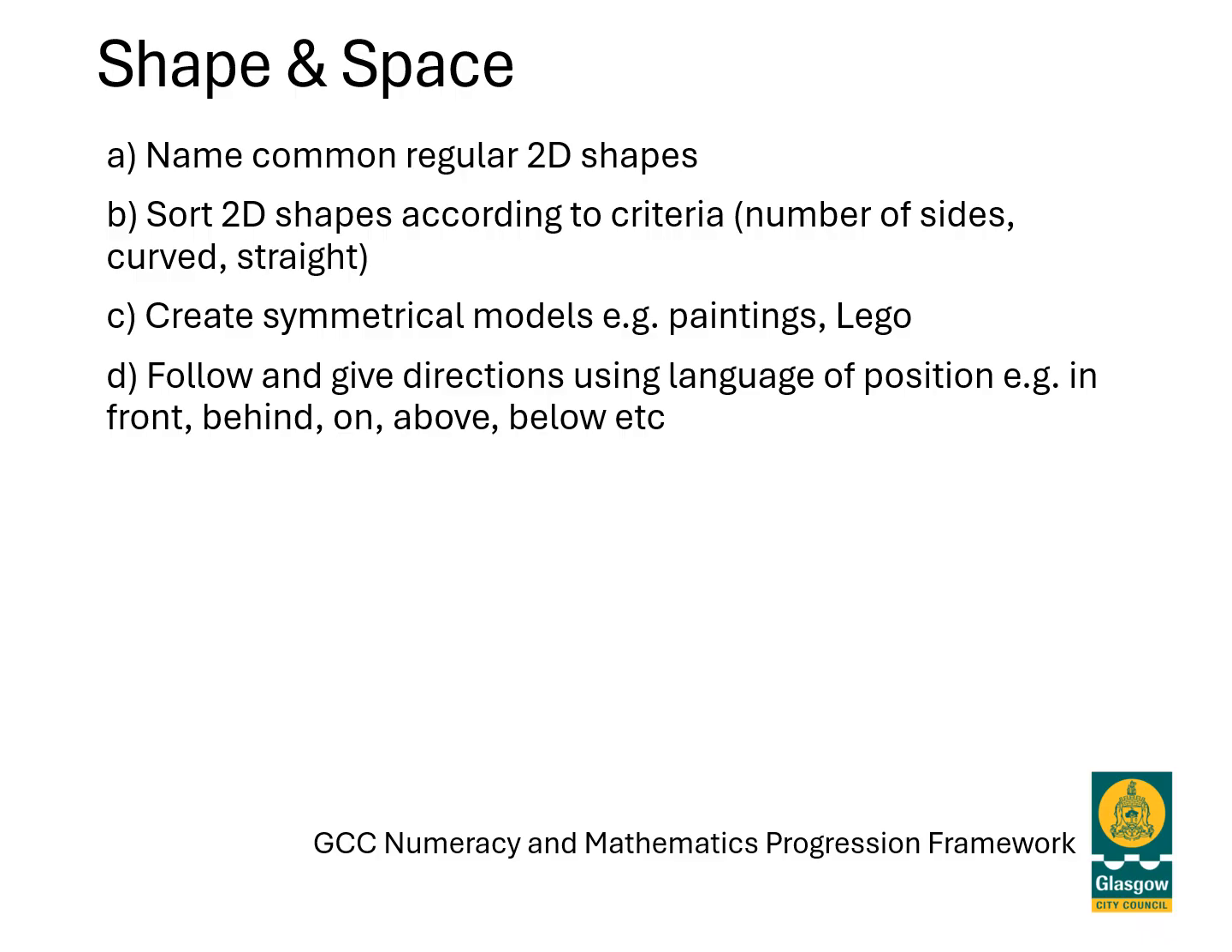For shape and space then, we've got these 4 teaching points. Name common regular 2D shapes, sort 2D shapes according to criteria, create symmetrical models, and follow and give directions using language of position. So things like in front, behind, etc.